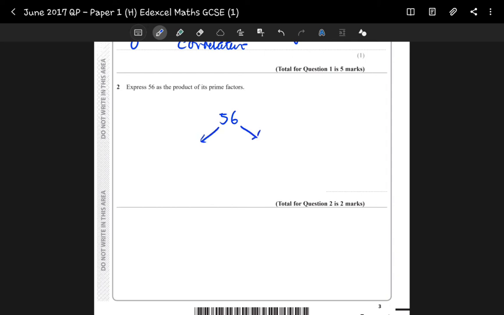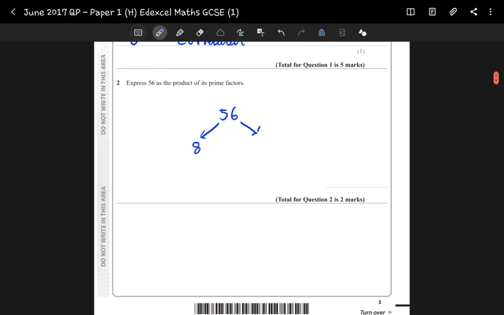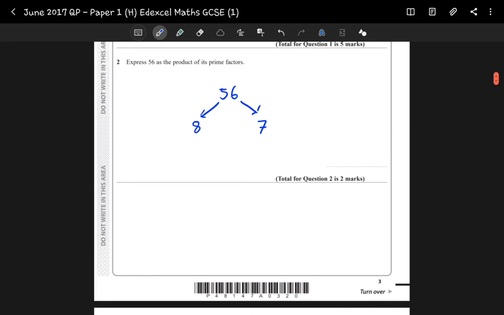Now these necessarily won't be the prime factors just yet, they'll just be factors, but those factors will also be able to be broken down further. So we could say 8 here, and we could say 7 there. Now we all know that 7 is a prime number, right? It cannot be split up any further other than 1 and 7. And of course, a number that does that is a prime number. But the 8, of course, can be split up further.